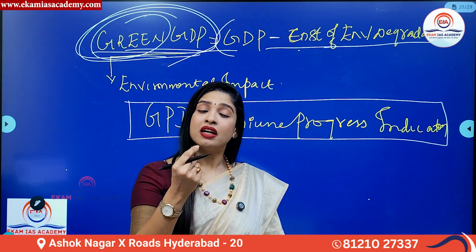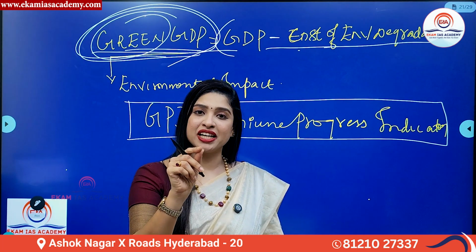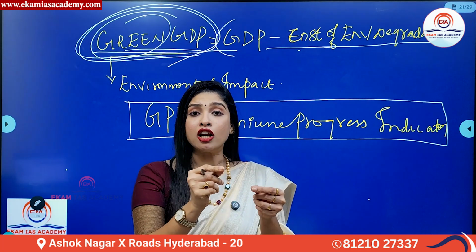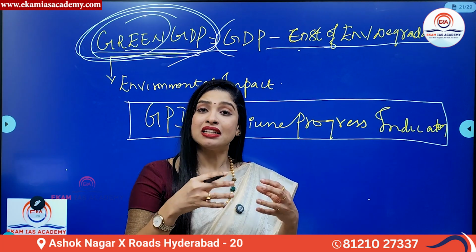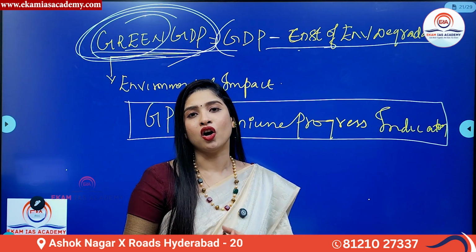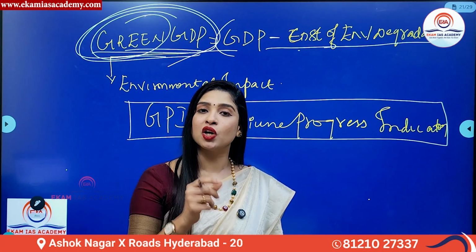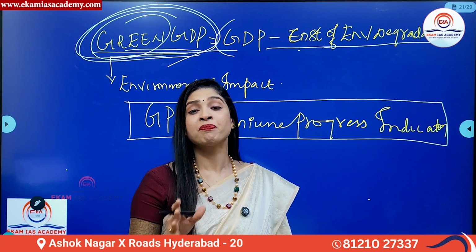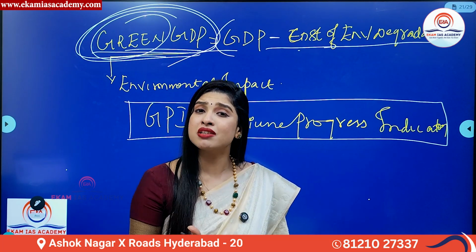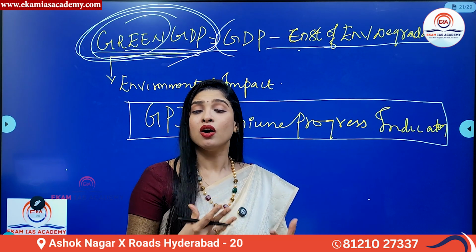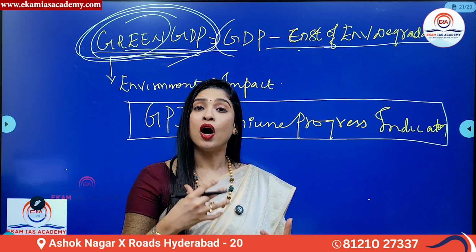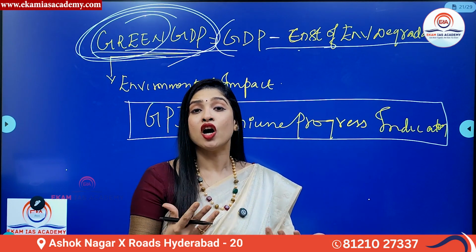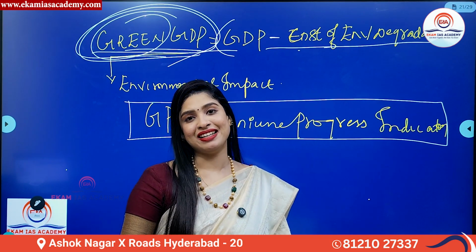Having said that, when you calculate GDP, if you include the cost of environmental damage or degradation, then you get a different figure altogether. That is called green GDP in simple terms. Now, why do we use green GDP? To understand the sustainability level of our economy. That is, how much impact has been caused because of environmental damages.